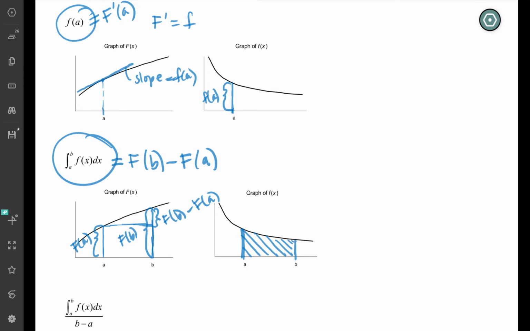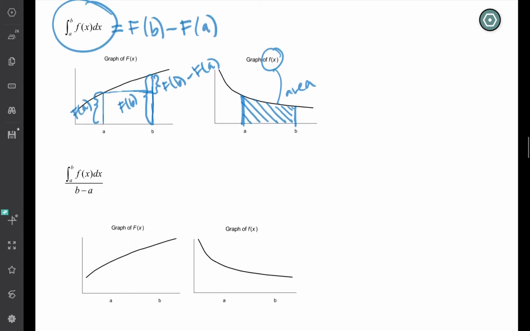If you integrate the derivative function, the rate of change function little f, you get area. Relating that back to the graph of the antiderivative big F, you get change in y. So the area under little f is equal to the change in y on big F.